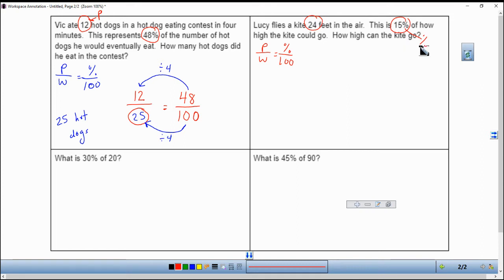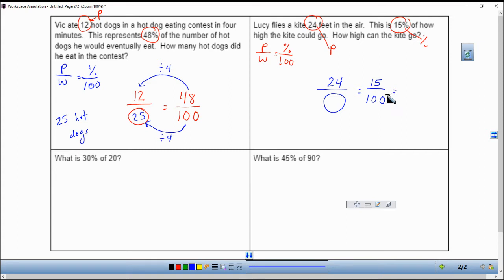Well, we're trying to find how high the kite can go. 24 feet is just 15%, so we only have the part. We're trying to find, like, what's the total height that this kite can get. So let's set this up. Part over whole equals percent over 100. 24 is the part. The whole, we don't know. And then we have 15 out of 100 is the percent.